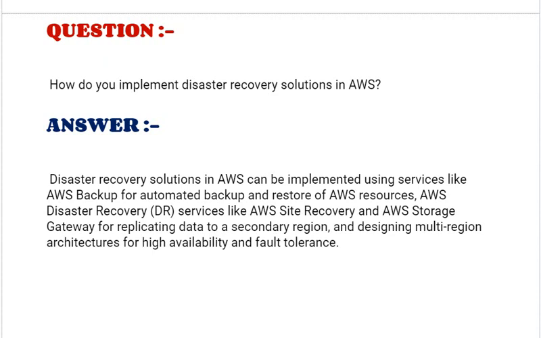Our next interview question is, how do you implement disaster recovery solutions in AWS? Your answer should be disaster recovery solutions in AWS can be implemented using services like AWS Backup for automated backup and restore of AWS resources, AWS Disaster Recovery services like AWS Site Recovery and AWS Storage Gateway for replicating data to a secondary region, and designing multi-region architectures for high availability and fault tolerance.